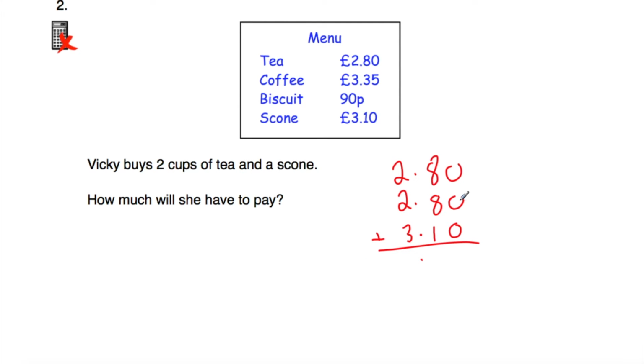Okay, so 0 plus 0 plus 0 is 0. 8 plus 8 is 16, plus another 1 is 17, so let's put our 7 down and carry our 1. And 2 plus 2 is 4, plus 3 is 7, plus 1 is 8. So that means it would be £8.70. So the cost of 2 cups of tea and a scone would be £8.70, and that's how much Vicky would have to pay. And that's it.